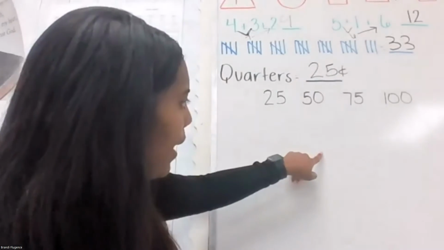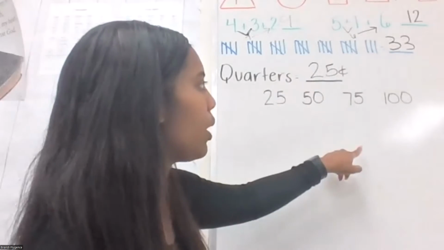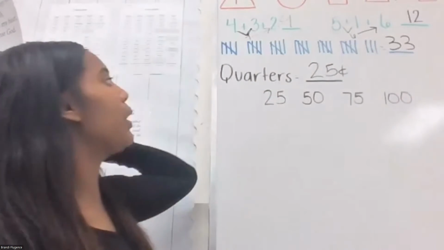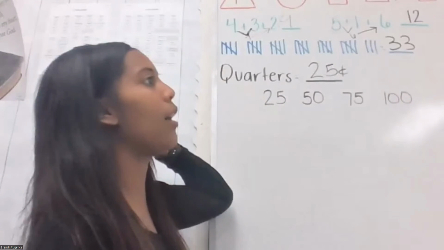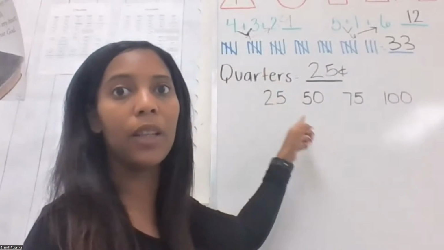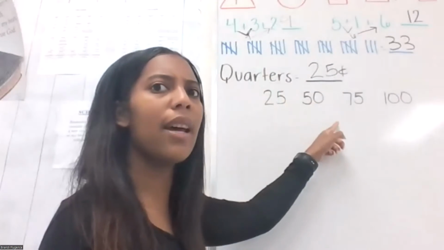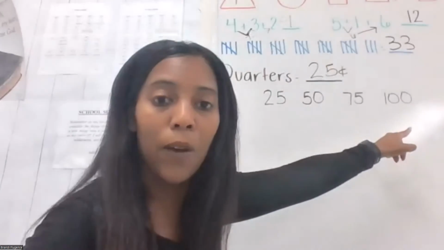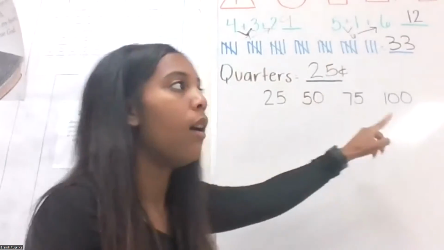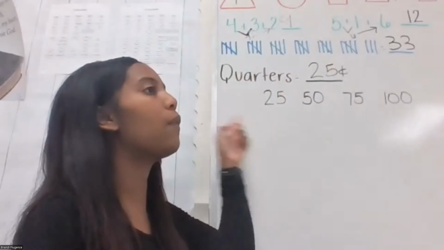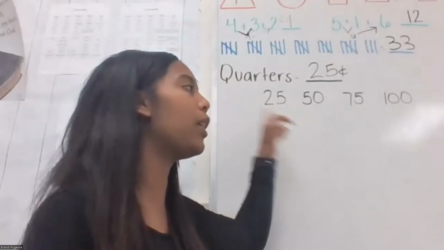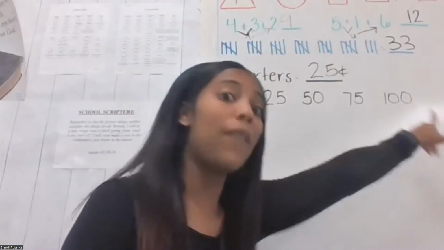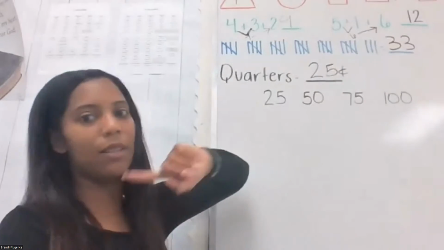$2.25, $2.50, $2.75, $3, $3.25, $3.50, $3.75, $4. Going to go to the next dollar after 75. So we're from 3, the next dollar is 4. $4.25, $4.50, $4.75, $5. So you see how it just keeps going.